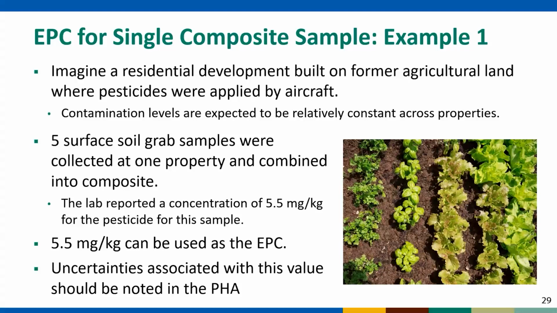The sampling plan indicates that 5 surface soil samples were collected at one property and combined into a single composite sample. The lab reported a concentration of 5.5 milligrams per kilogram for the pesticide of interest within the composite. Here, because there is only one composite sample, which appears to be representative of the exposure unit, we can use the 5.5 milligrams per kilogram as the EPC for that property. However, we would need to acknowledge the uncertainties with this value in the PHA.